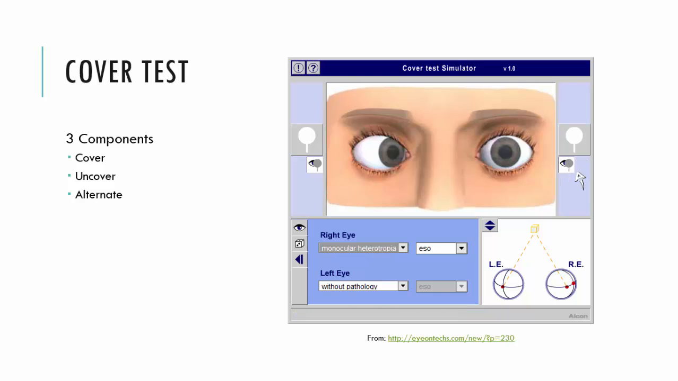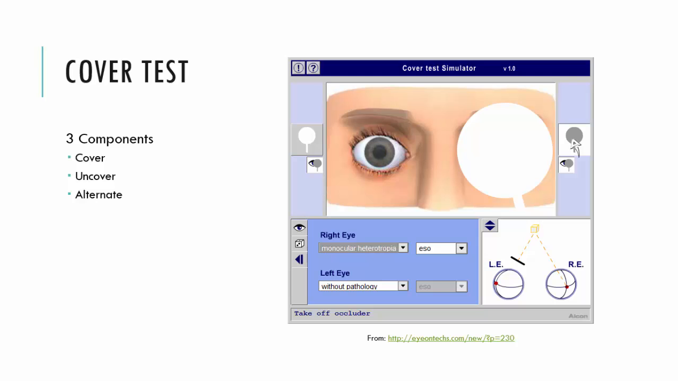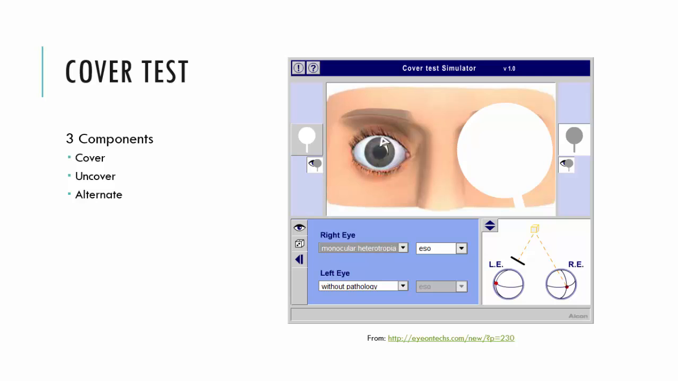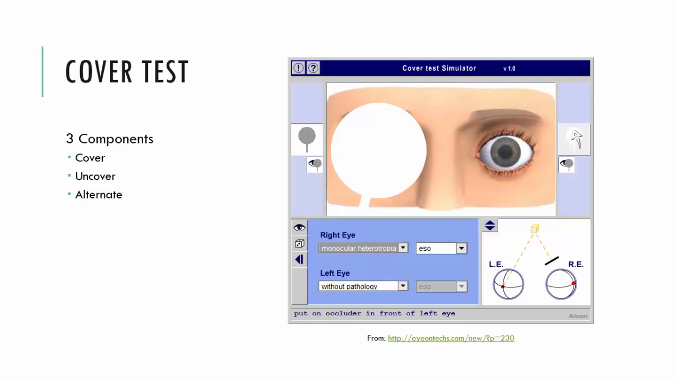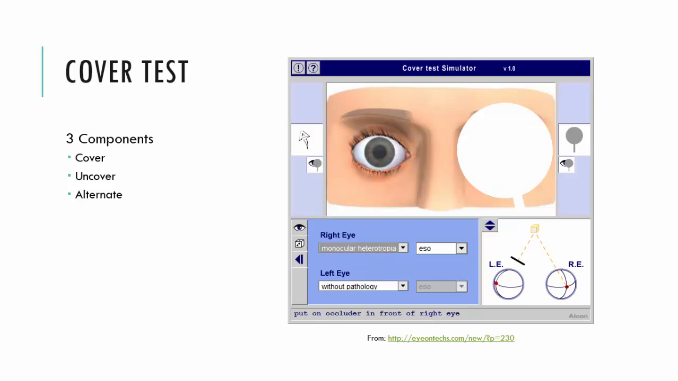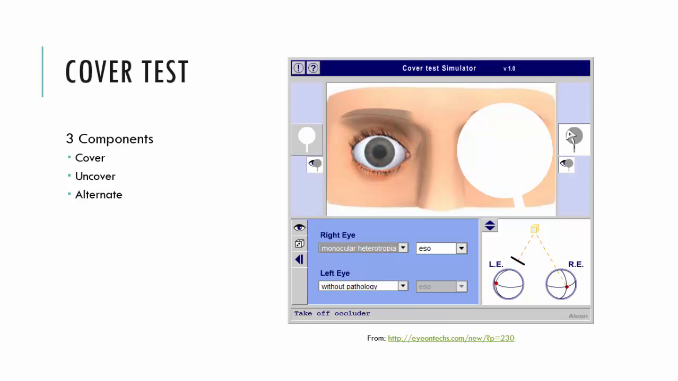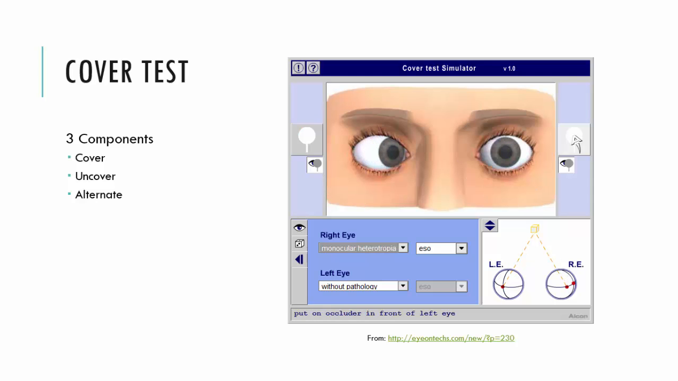Let's now move to the alternate component of the cover test. So if I cover that eye, I'll see it turning out. It's turning out, so I know I have an ESO deviation here. It's very clear that I've got an ESO. Both eyes are moving outwards. But if I did the alternate cover test on its own, I couldn't tell you whether that was a latent deviation, whether it was a manifest deviation, or whether it's a combination of both, because the alternate cover test cannot distinguish between the two.